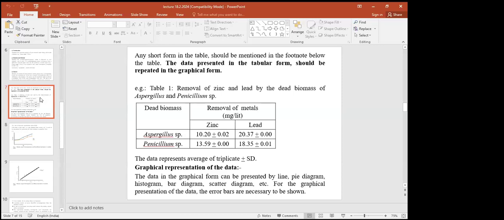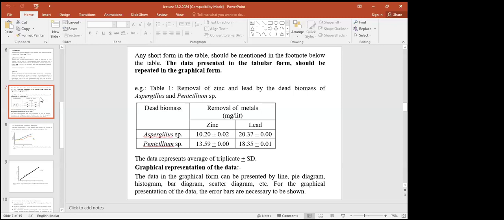So where the quantitative values are coming into the picture, you need to repeat the data and show the authenticity, and hence it is necessary that you do replicates, okay? And you mention the standard deviation or the standard error, okay? So that is why it is necessary.